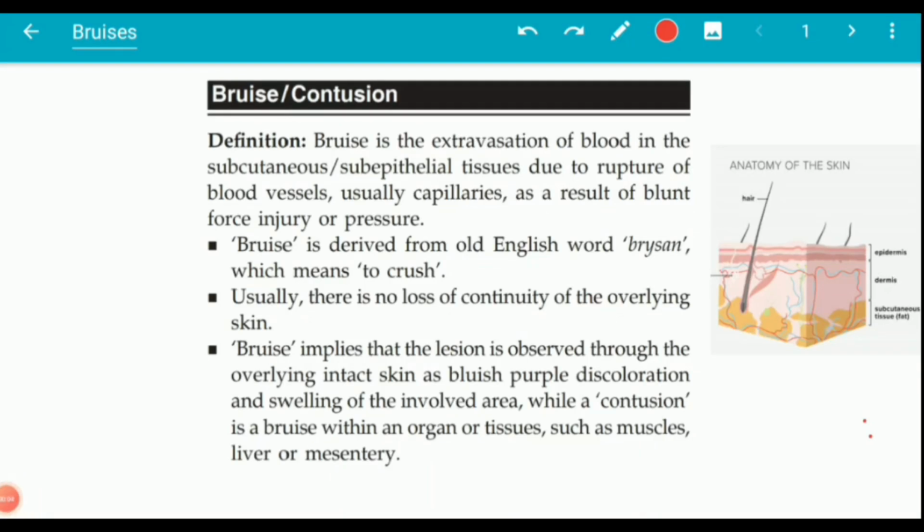We will learn about the types of injury, that is, bruise or contusion. We have discussed abrasion. I hope you have liked the lecture as well. Now to begin with, we have this definition of bruise.